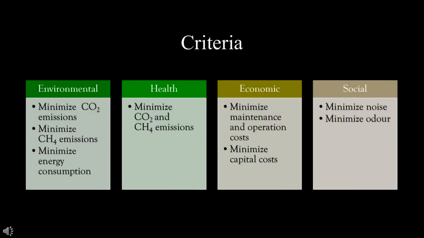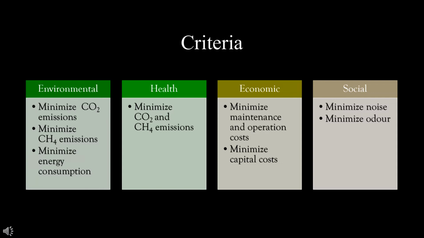The criteria of the design were separated into four categories that we decided were the most important to the British Columbia Ministry of Agriculture. The first one is environmental. Minimizing emissions such as greenhouse gases are very important, as well as the energy consumption of the design. The next one is health. Minimizing the greenhouse gases such as CO2 and methane emissions to reduce harmful health effects to the public.